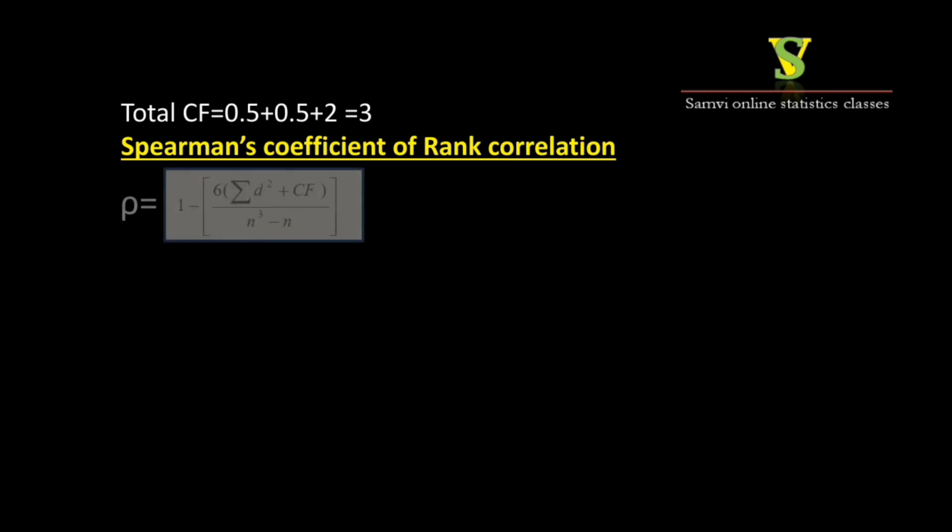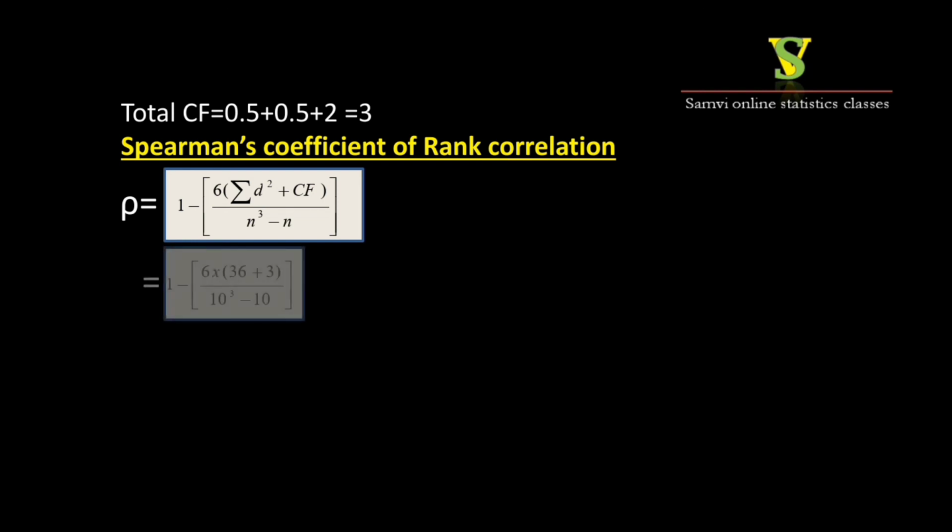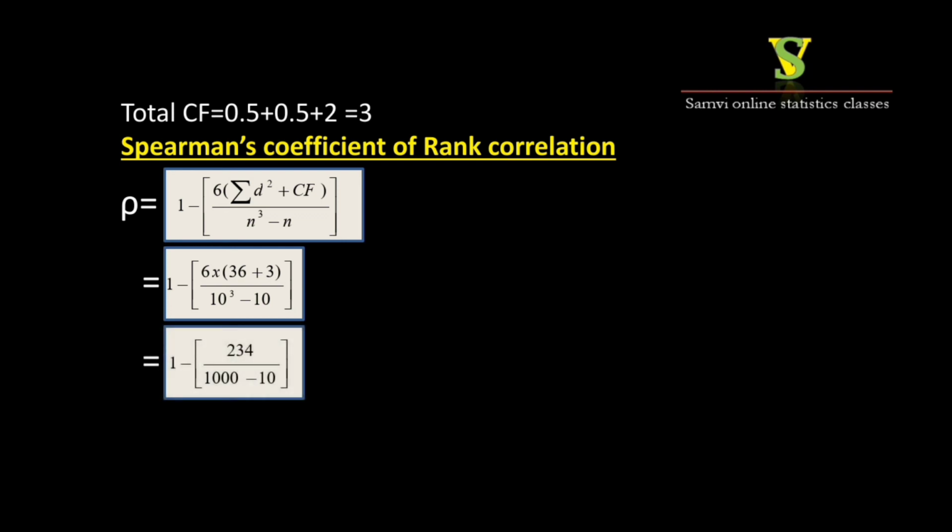We know the formula. Rho is equal to 1 minus 6 in bracket summation of D square plus correction factor, divided by n cube minus n. So correction factor is here 3 and summation of D square is 36. So just substitute the values here. So if I substitute it, I get like this: 1 minus 6 into 36 plus 3 divided by 10 cube minus 10. So further simplify this one, we'll get like this: 1 minus 234 divided by 1000 minus 10. If you further simplify, we get here 1 minus 0.24, which is equal to 0.76.